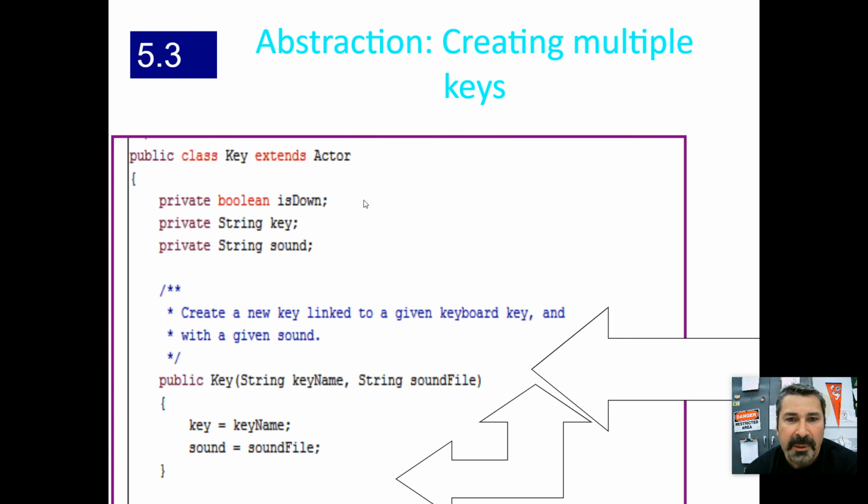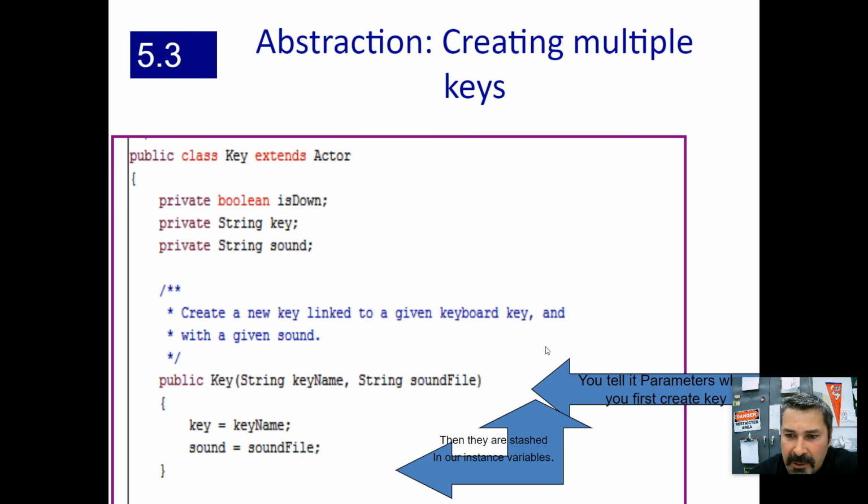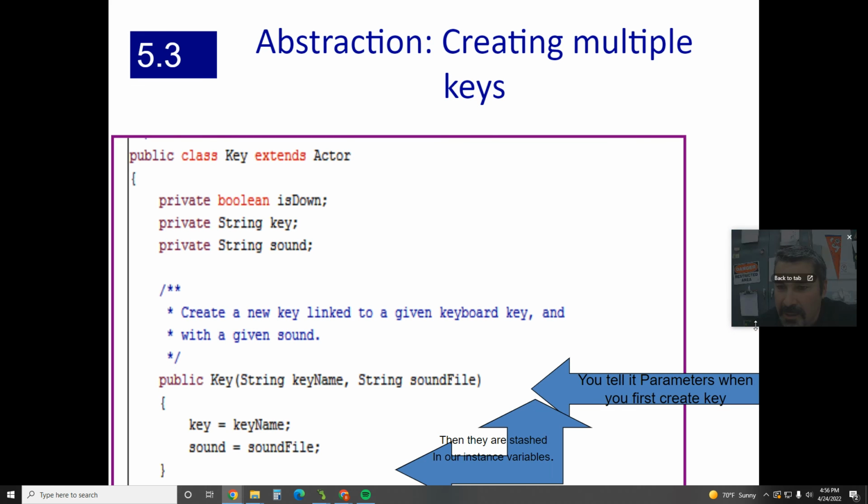All right. Now, again, we have our handout. So now this is not going on line paper. It's going on your handout. All right, write this down. You tell it parameters when you first create the key. Then they are stashed into our instance variables.